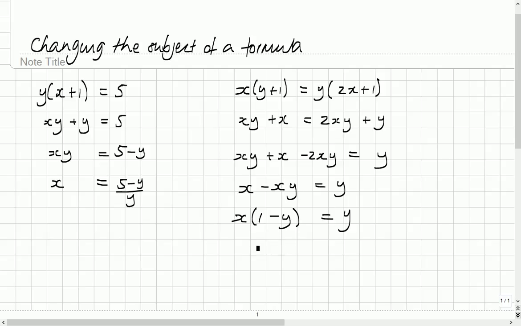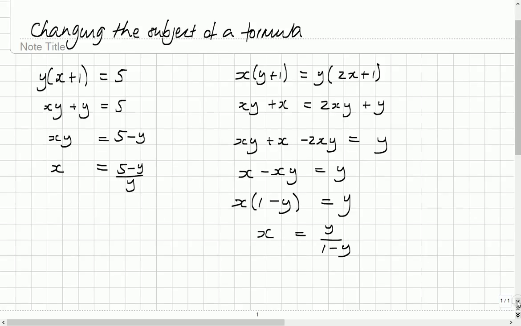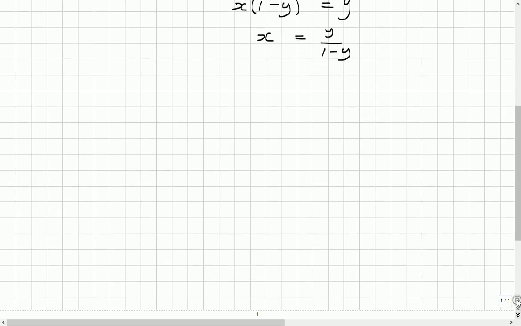Okay, so we're nearly there now. We've got x equals, and to get that, all we've got to do is divide both sides by this 1 minus y. So that gives us y over 1 minus y on this right hand side. Okay, excellent. Let's keep going then. Let's try some slightly harder ones now. So, what have we got? We've got y equals x minus 2 over x plus 3, and we want to make x the subject again.